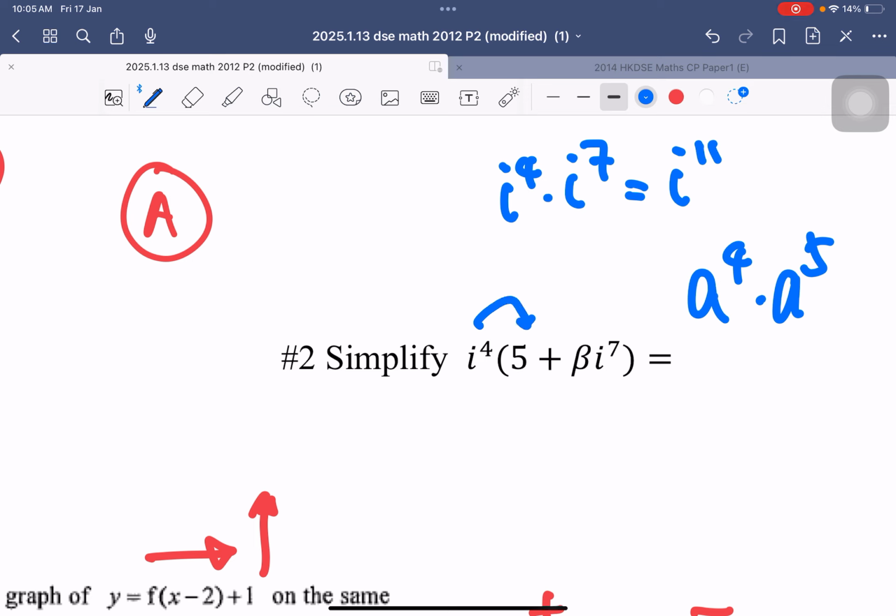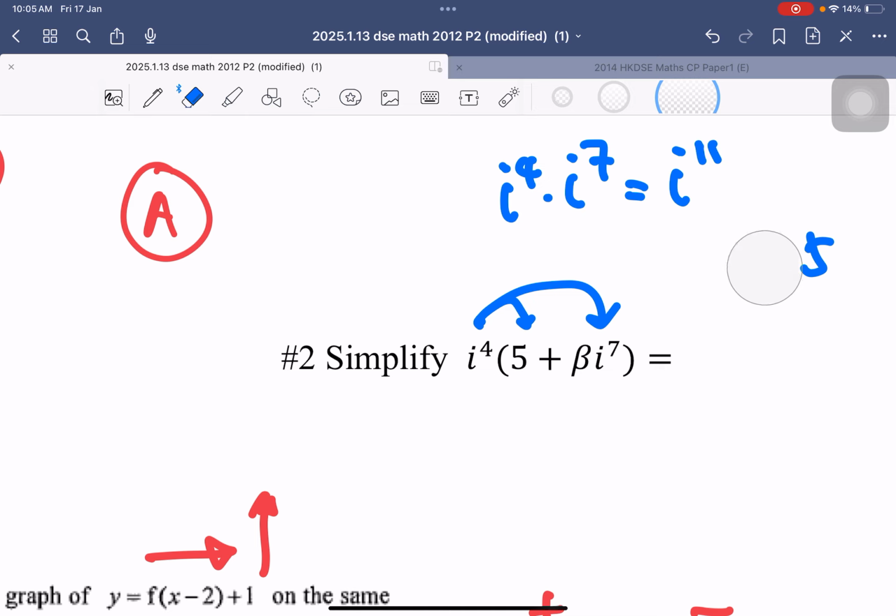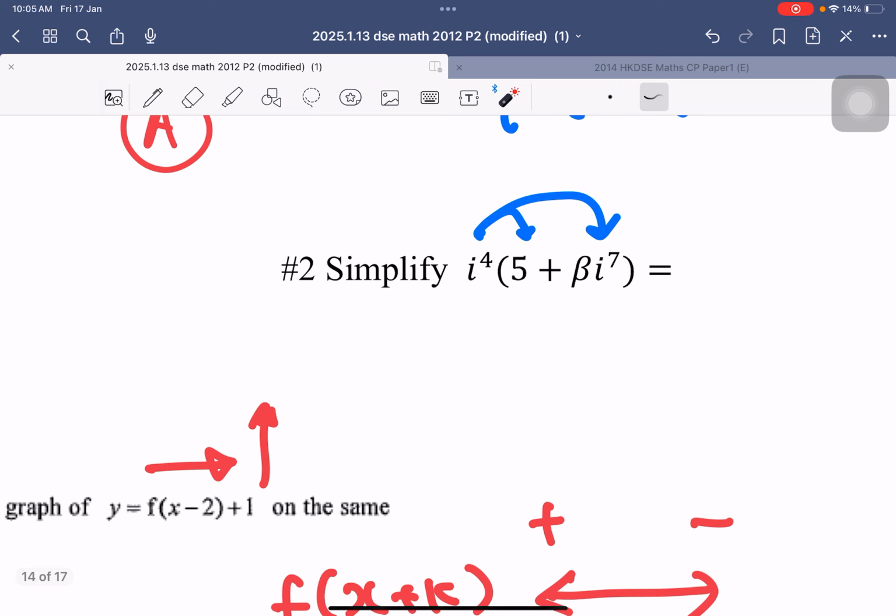Expand the bracket. But i to the power of 4 is actually just equal to i squared times i squared, which is 1. It's just equal to 1. When using your calculator, you can't press i to the power of 4, so you press i. So this is just equal to 1.